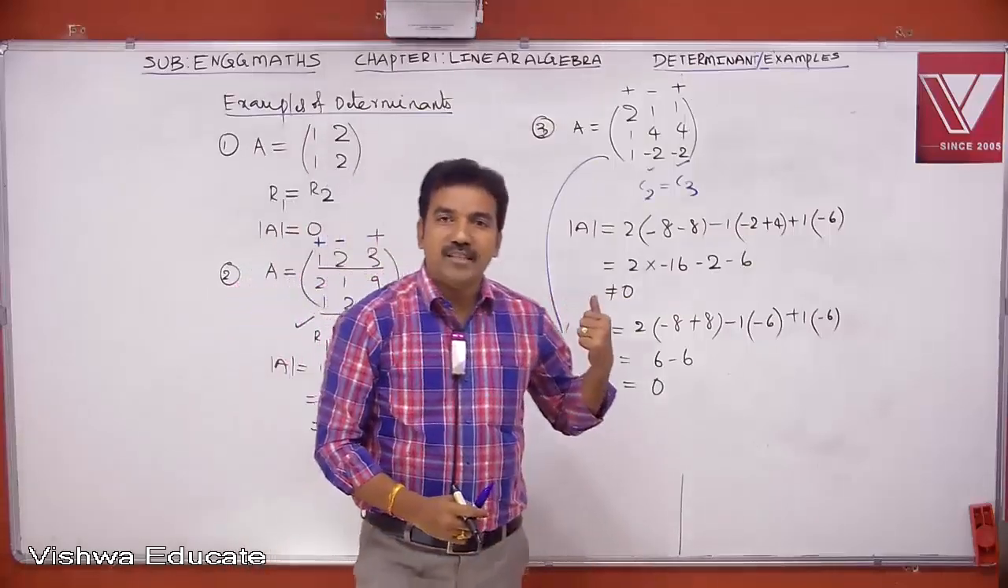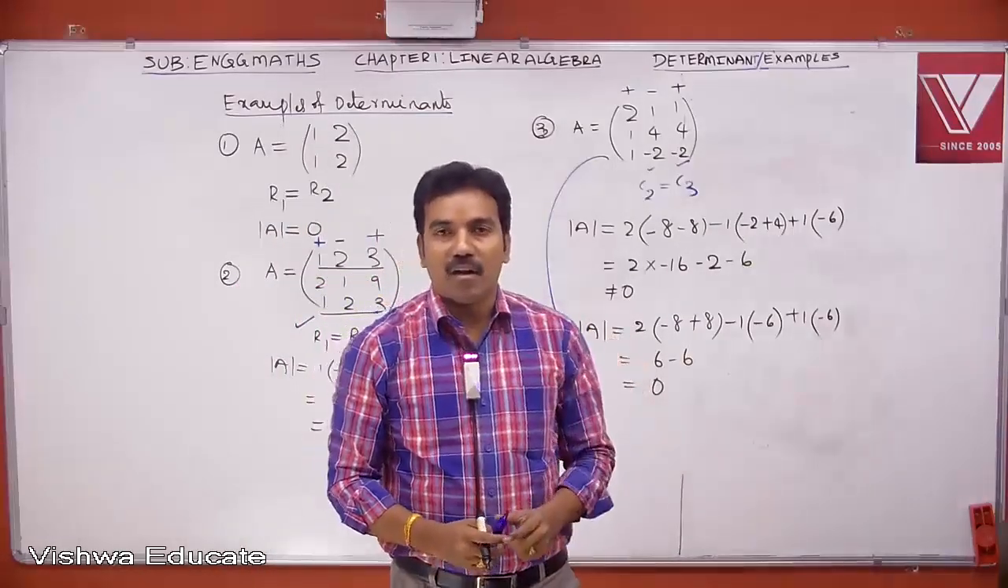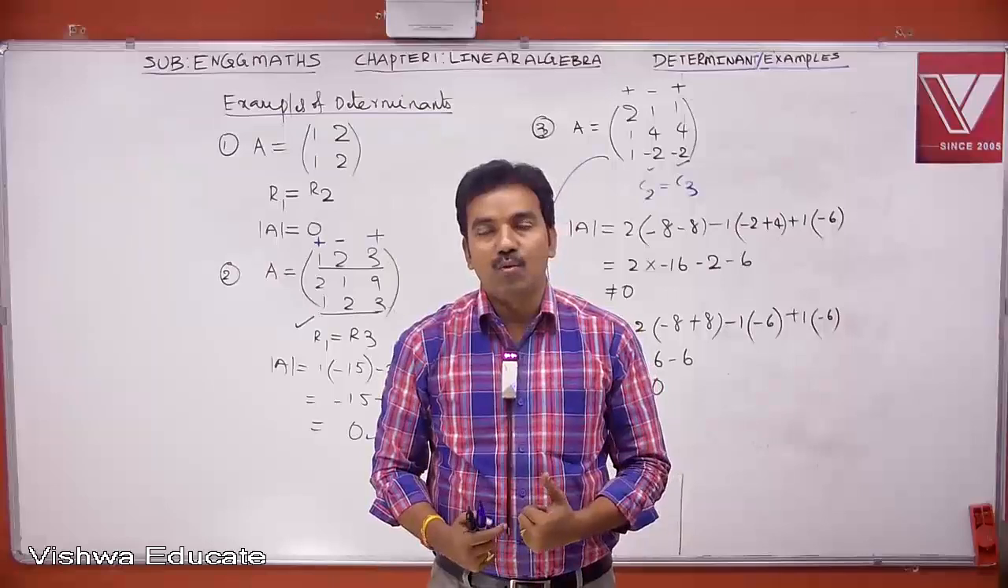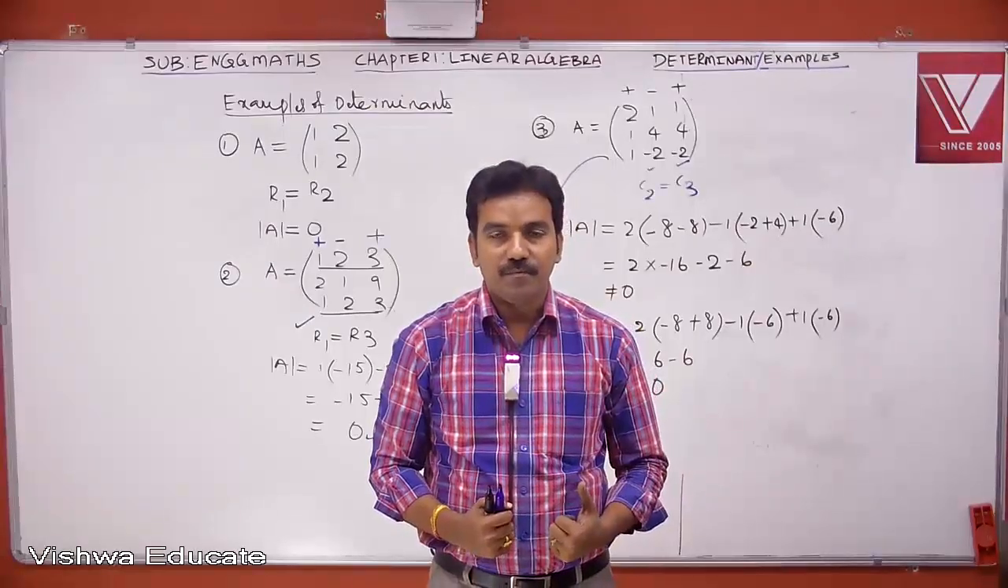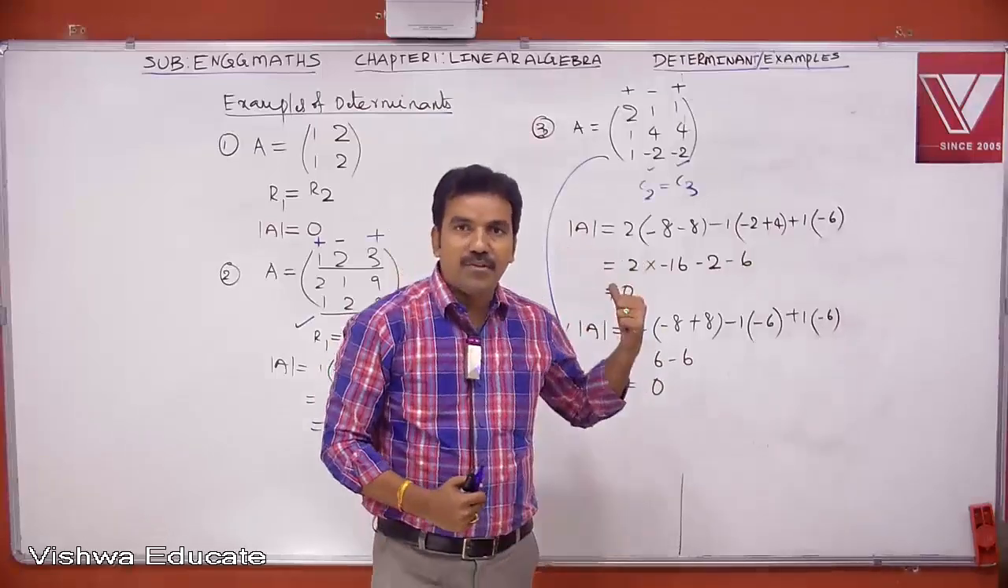Therefore the conclusion from the first example is: in any square matrix, if any two rows or any two columns are identical, then its det value is 0. First work out these examples.